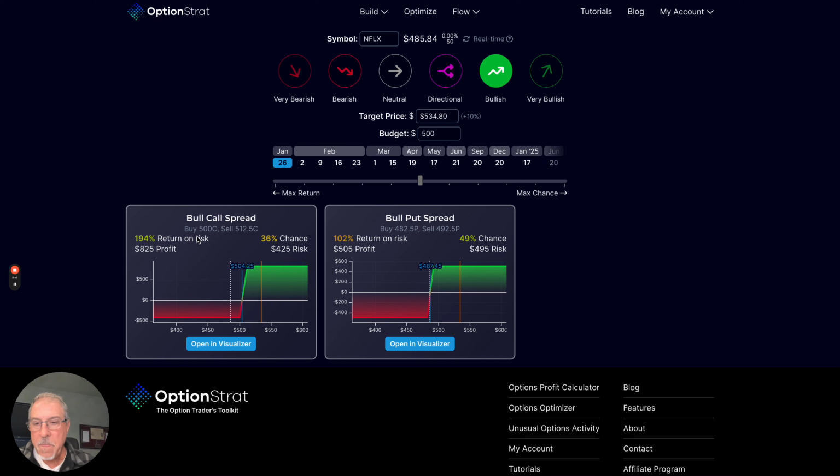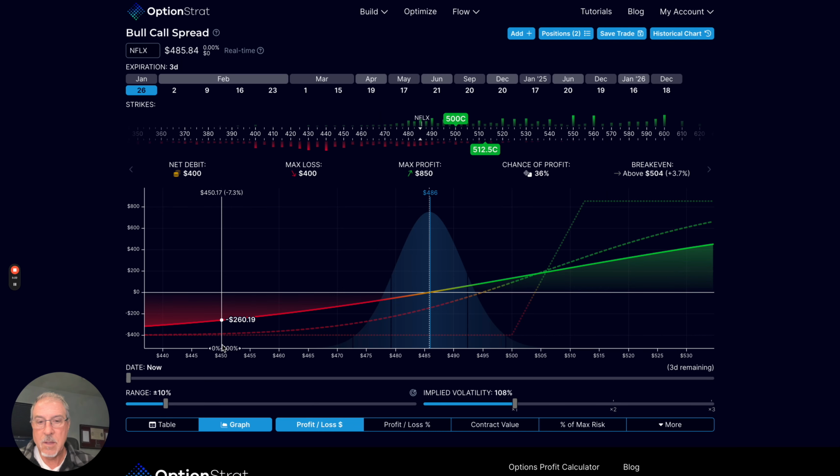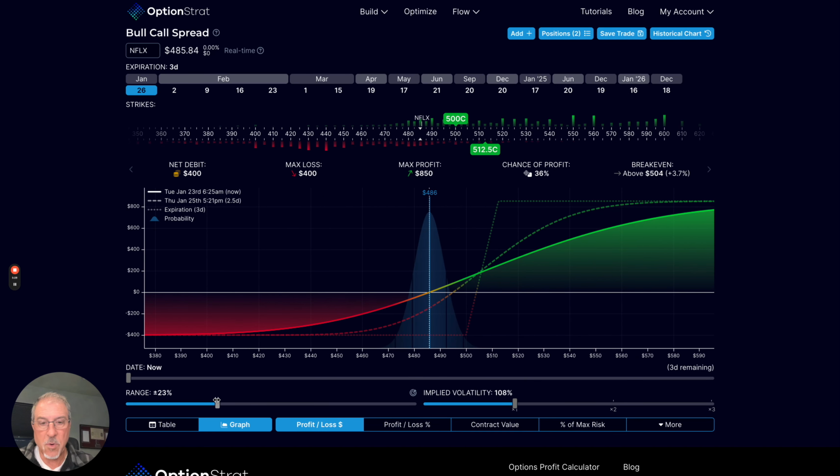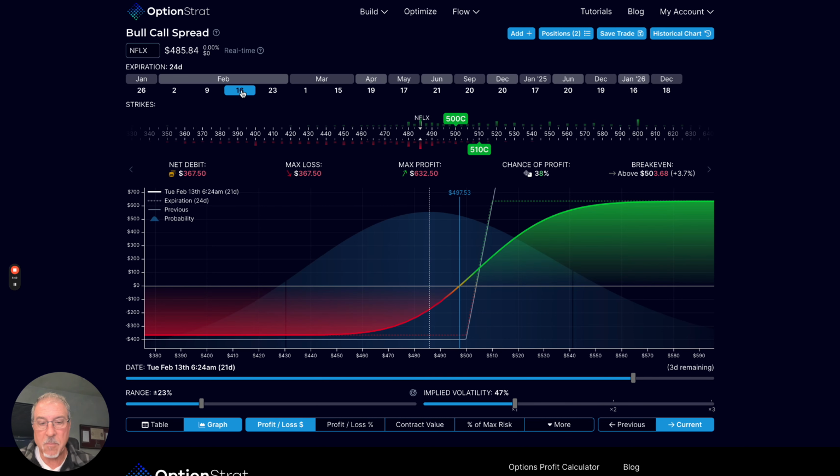Now, as I mentioned, like the bull call spread. So I'm going to open this in Visualizer, and it pops that trade open for me. And as you already know, I can come in and move my range around, all that sort of stuff. The thing I want you to note right now, look at the implied volatility here. Implied volatility is at 108, very high. If we come out a few weeks, that implied volatility is going to be a lot less.